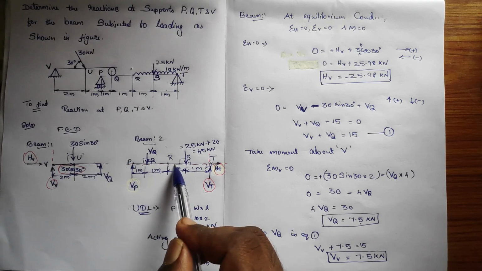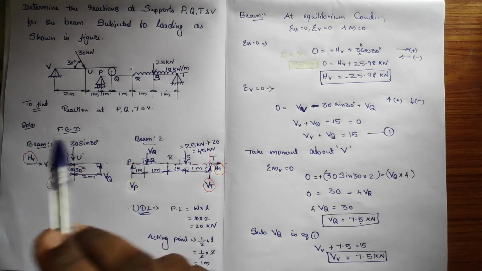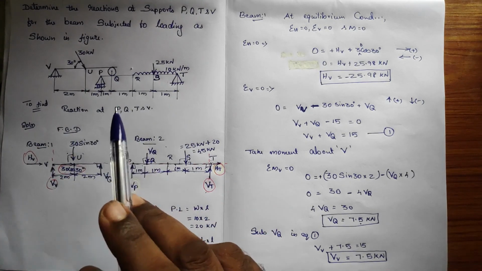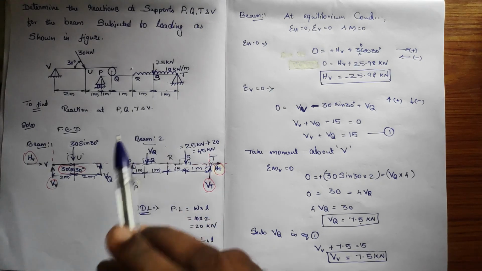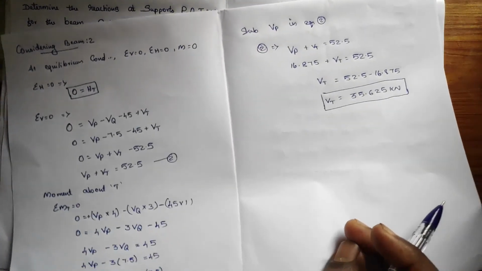Okay, if you start with beam 2, then the steps will be complicated. So always remember, either beam 1 or 2 we can follow, but choose the beam which has the minimum number of unknown forces. Okay, I hope you understood how to find the unknown forces in the system.